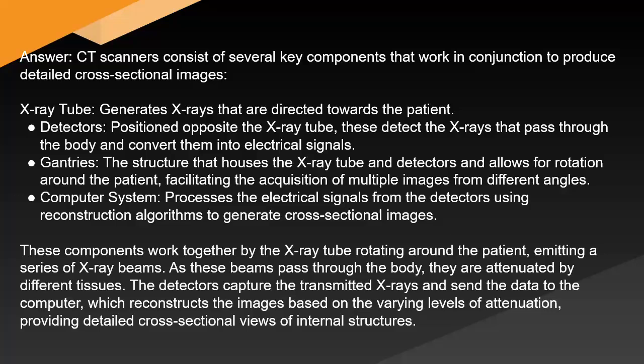Gantry, the structure that houses the X-ray tube and detectors and allows for rotation around the patient, facilitating the acquisition of multiple images from different angles. Computer system processes the electrical signals from the detectors using reconstruction algorithms to generate cross-sectional images. These components work together by the X-ray tube rotating around the patient, emitting a series of X-ray beams. As these beams pass through the body, they are attenuated by different tissues. The detectors capture the transmitted X-rays and send the data to the computer, which reconstructs the images based on the varying levels of attenuation, providing detailed cross-sectional views of internal structures.